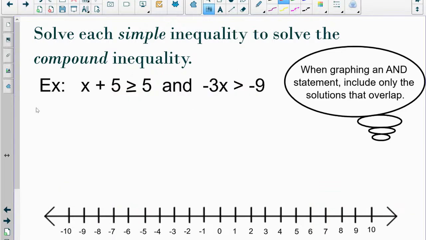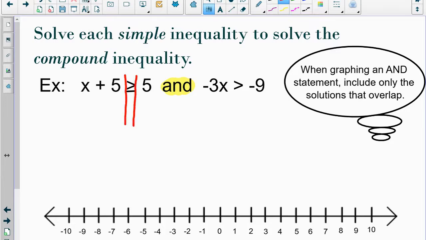Let's take a look at a different kind of compound inequality. This time we're looking at a compound inequality that is using the word and to join my two inequalities together. X plus 5 is greater than or equal to 5, and negative 3x is greater than negative 9. Let's start by solving each inequality, then we'll talk about what that word and really means.